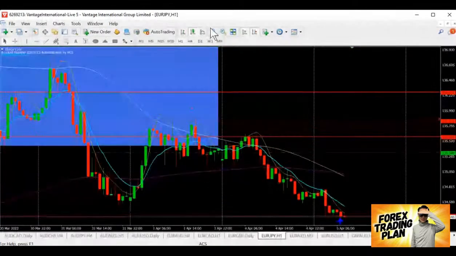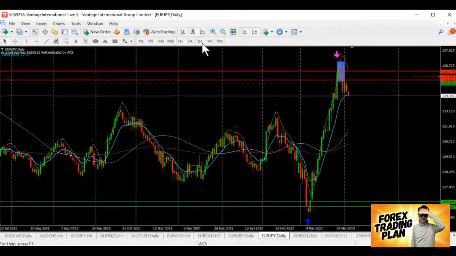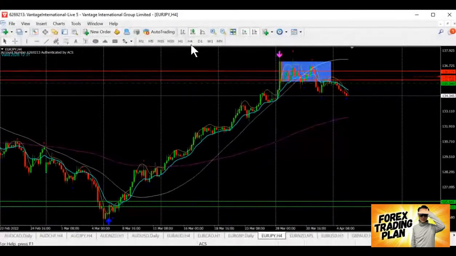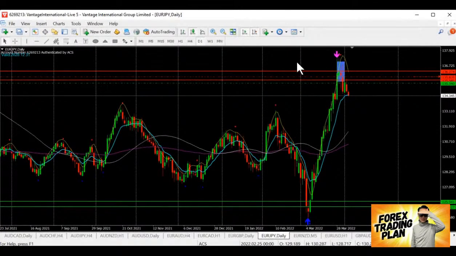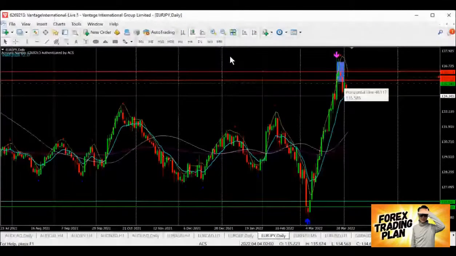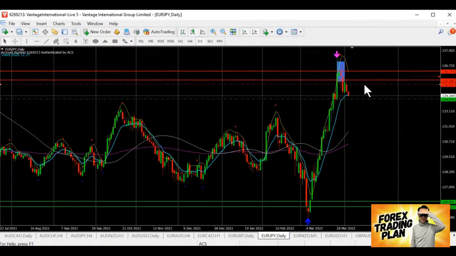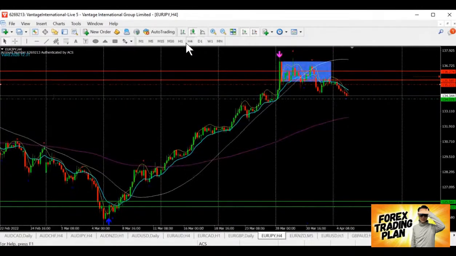Okay, Euro yen. We are now going into the bear market, which is good. So in Euro yen, we went into the bear. Right now we are coming down to the support, meeting up with the support here. Okay, let's see where's the resistance. Let's check.